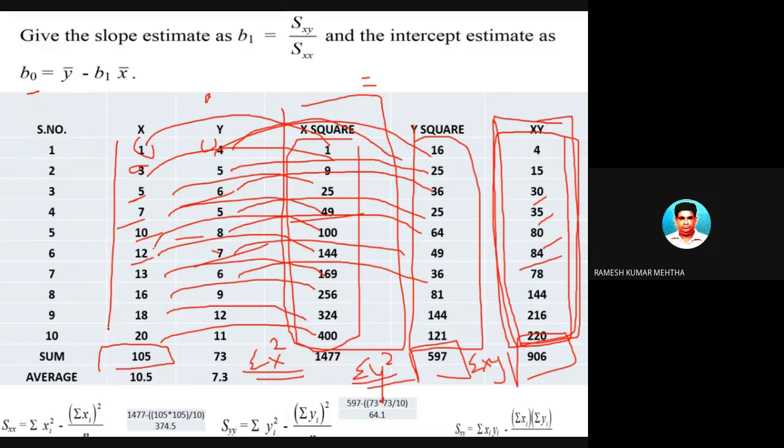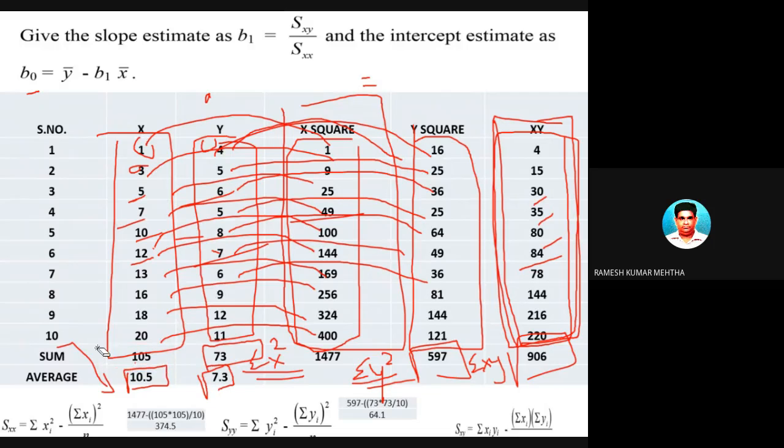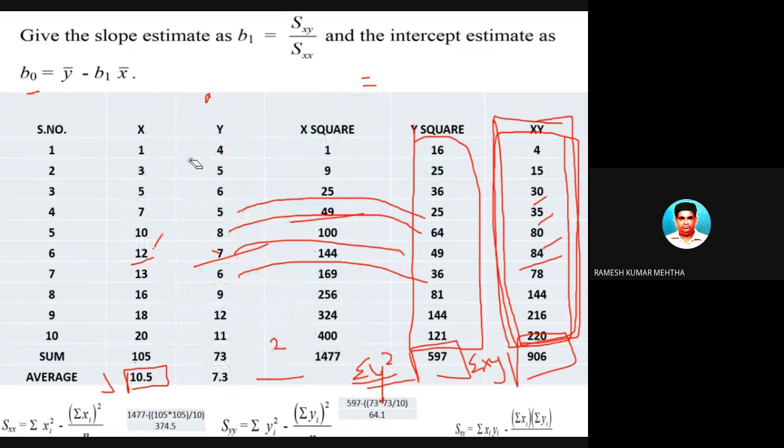Sum of the individual values of x, which is 105, divided by number of observations, which is 10. Sorry, 105 divided by 10 is equal to 10.5. Next one is sum of y, 73 divided by number of observations. You are finding out the average also. So this is the calculation part.